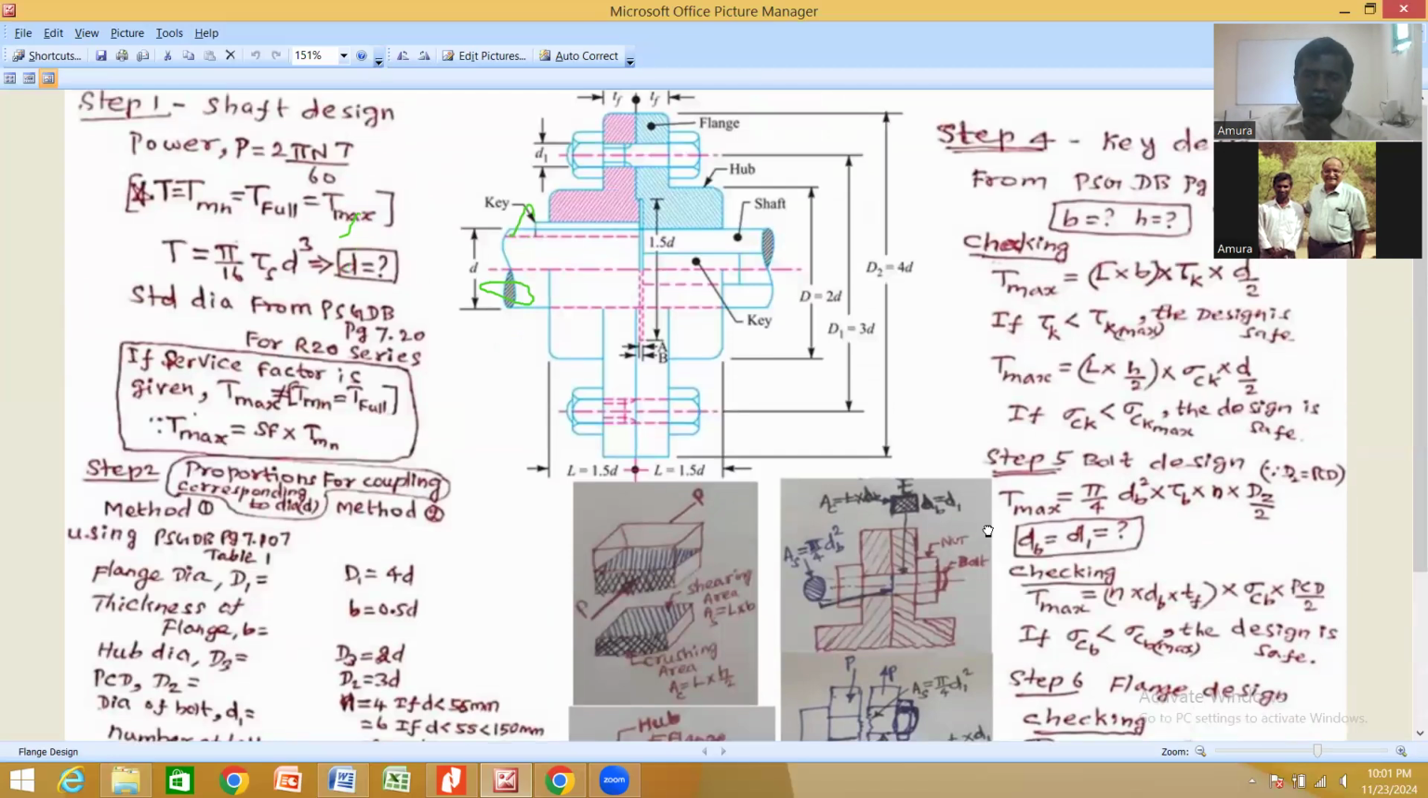So the very important thing we have discussed in flange coupling design: we are finding the dimension, then we are checking whether the dimension is suitable for the particular application of load. So dimension and checking. These are the procedure for any component design.